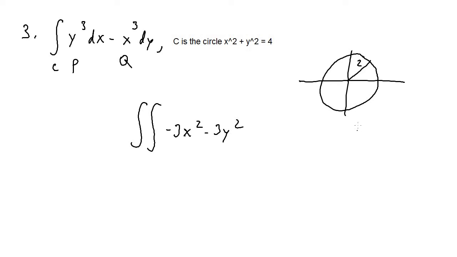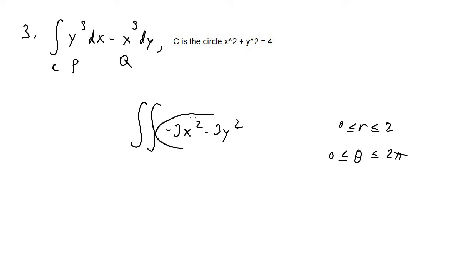So instead of x and y we have r and theta. The r values obviously go from 0 to 2, the radius. Since it's a complete circle, we're just going one full revolution, so theta bounds go from 0 to 2 pi radians. Now we need to convert what's inside the integral into polar coordinates. So remember, if we factor out a negative 3 here, we get x squared plus y squared.